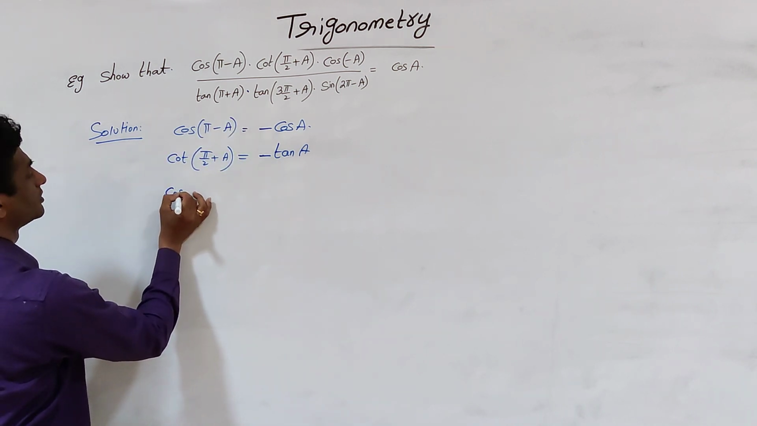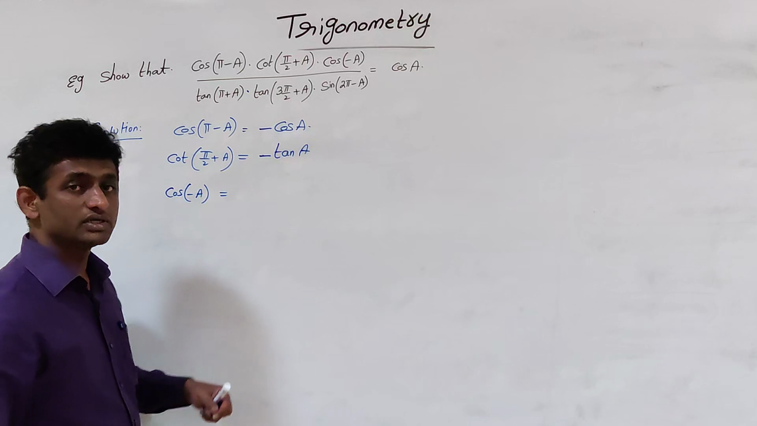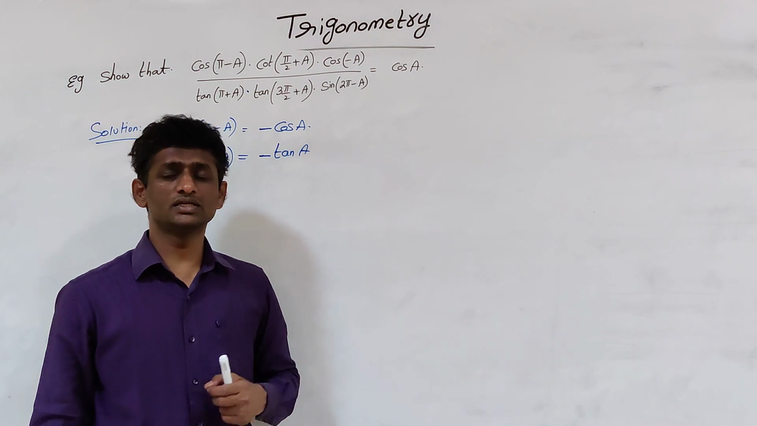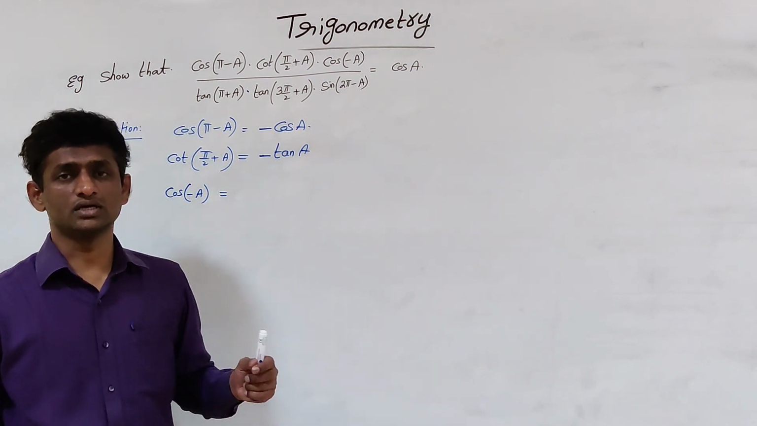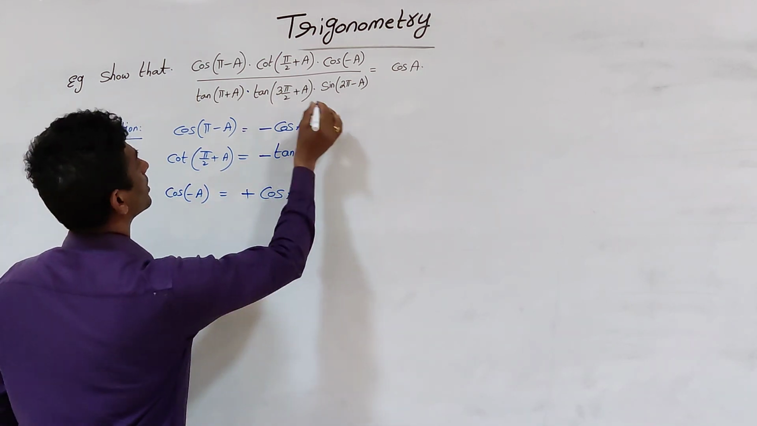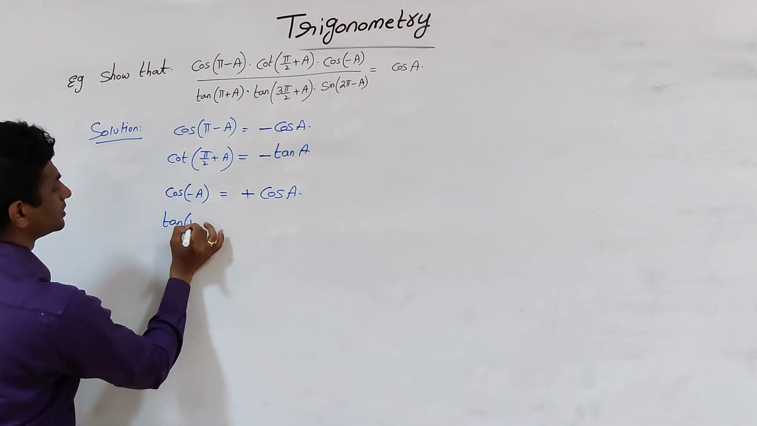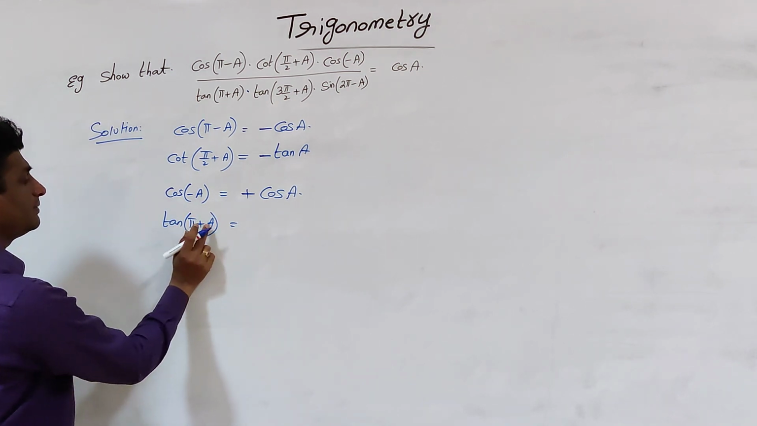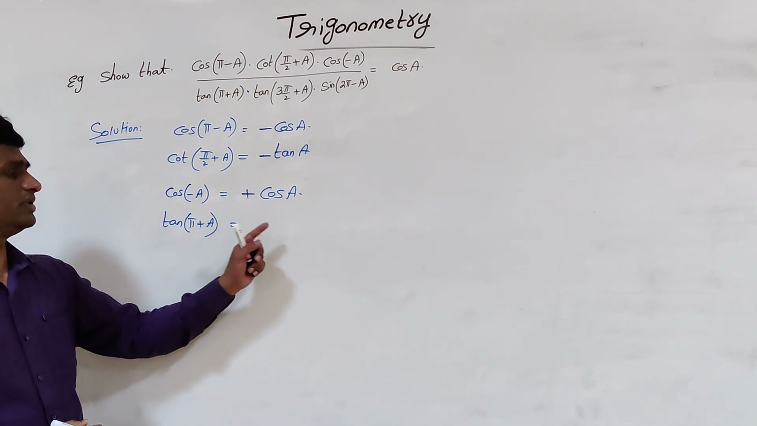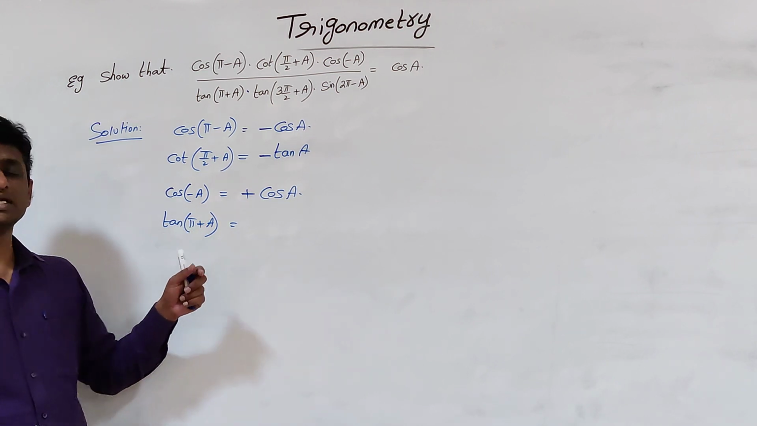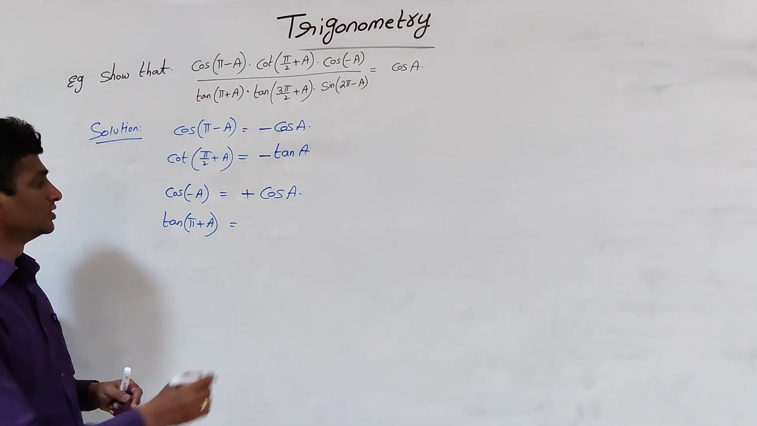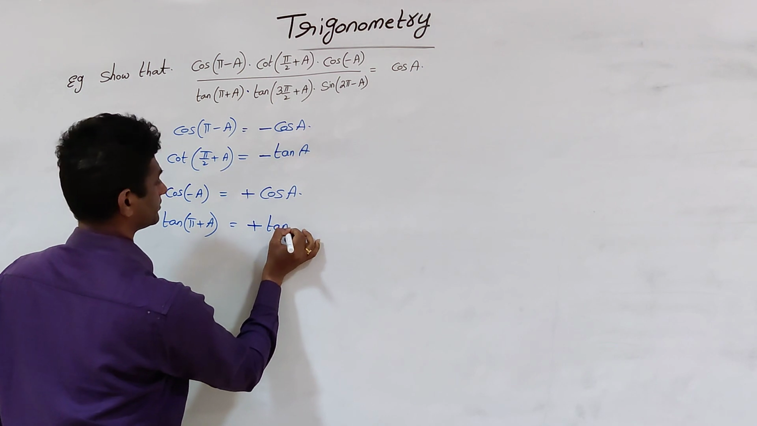Next, cos of minus a. As we have discussed, what are the trigonometric ratios of minus theta? Sin of minus theta is minus sin theta. Cos of minus theta is cos theta. So here cos of minus a will be plus cos a. Next, tan of pi plus a. As pi is an even multiple of 90, the trigonometric ratio does not change. So tan will be tan itself. And 180 plus a is an angle that lies in the third quadrant. In the third quadrant, tan will have a positive sign, so it will be plus tan a.